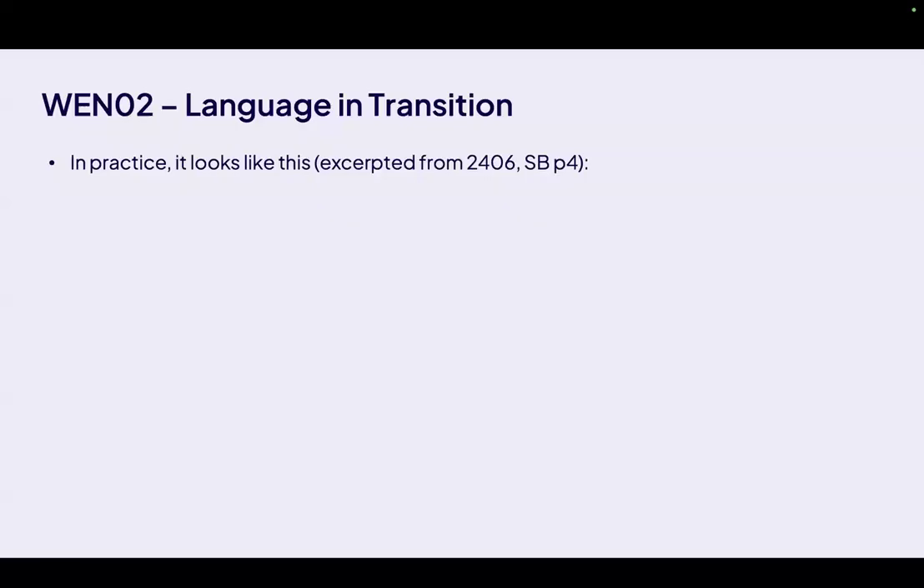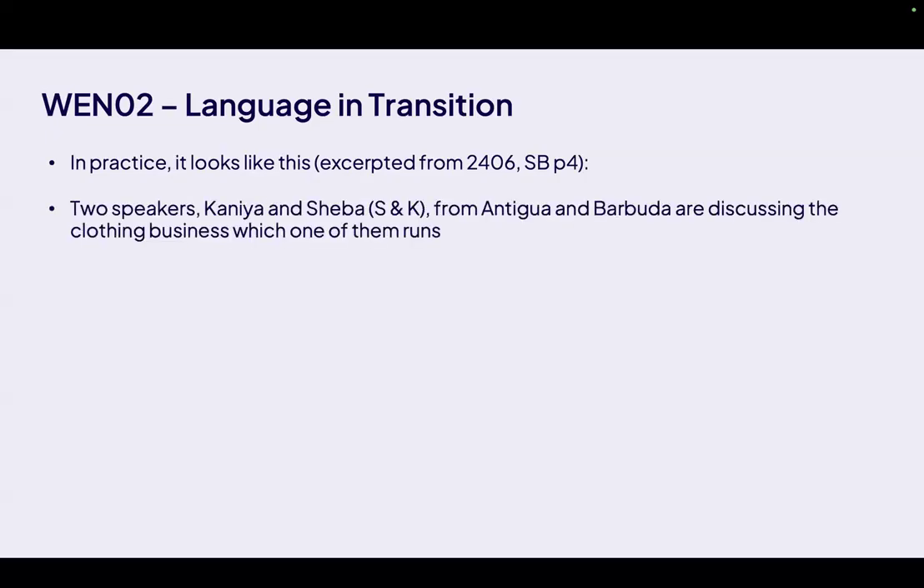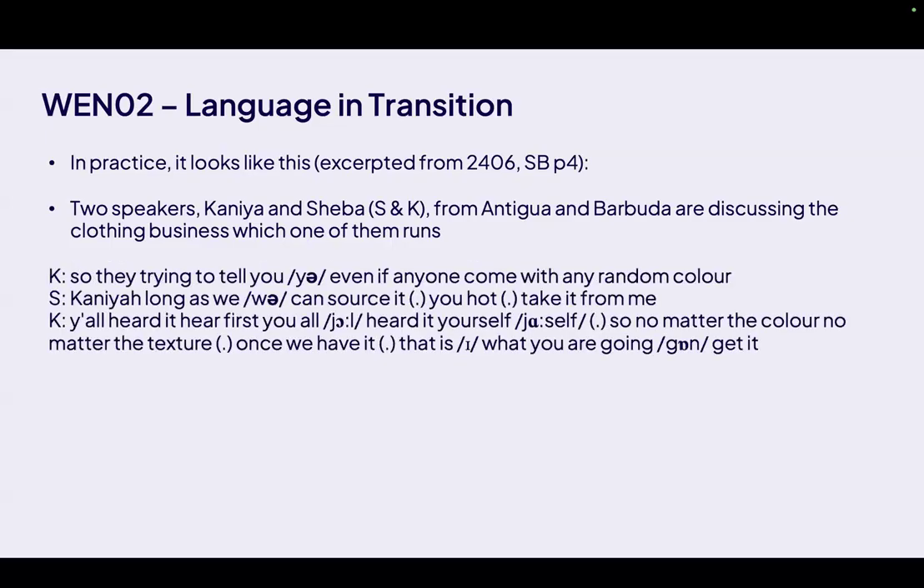So this is the transcript that the students got in 2024, and it was using the IPA as well. So that's what they need to understand and be comfortable with. Let's have a look, okay? They're discussing the clothing business, which one of them runs. I've just read the rubric to you there. So here is the first part of the conversation. It's the first sort of 4 lines at the top of the transcript. And I can try and read it to you. It's more difficult reading out aloud, but here we go.